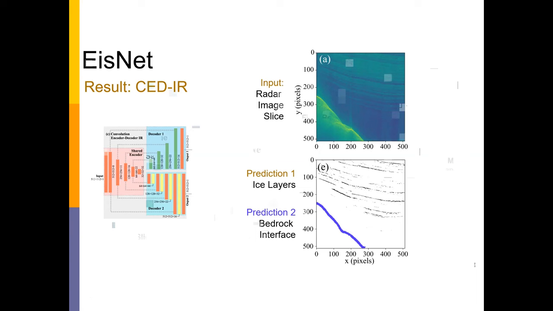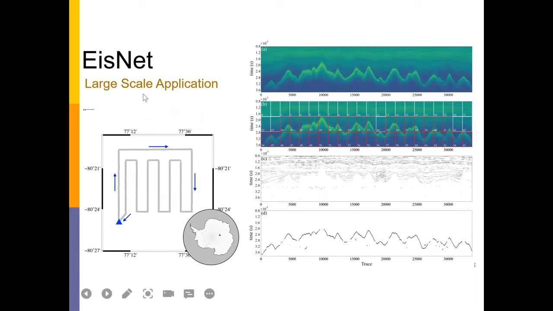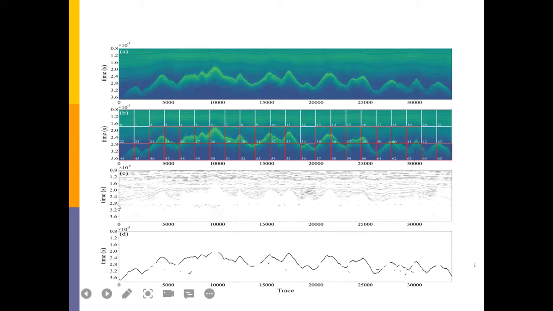Here is the largest scale observation radar imaging, to apply the ISNet to pick the imaging layers. This is the result of the largest scale application from this radar image from the Dome A area in the East Antarctic ice sheet. The layer selected from the ISNet is the bedrock. Here is the bedrock from ISNet.